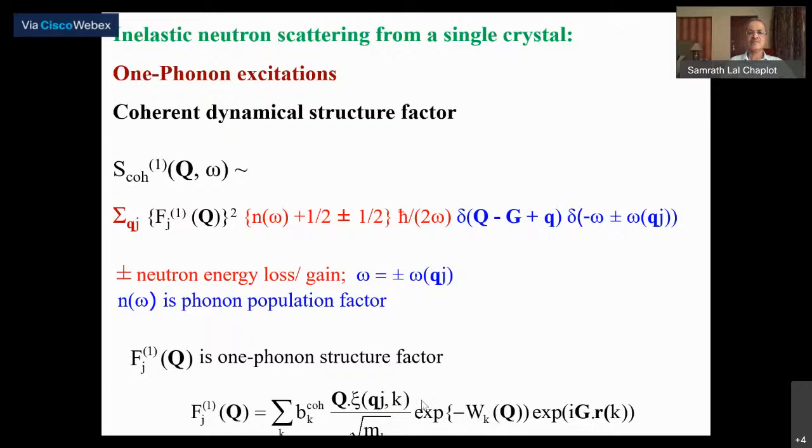And for optic phonons, it's the other way. Quite often you will find that the phonons which have weak or small structure factors will give you large scattering for optic phonons.